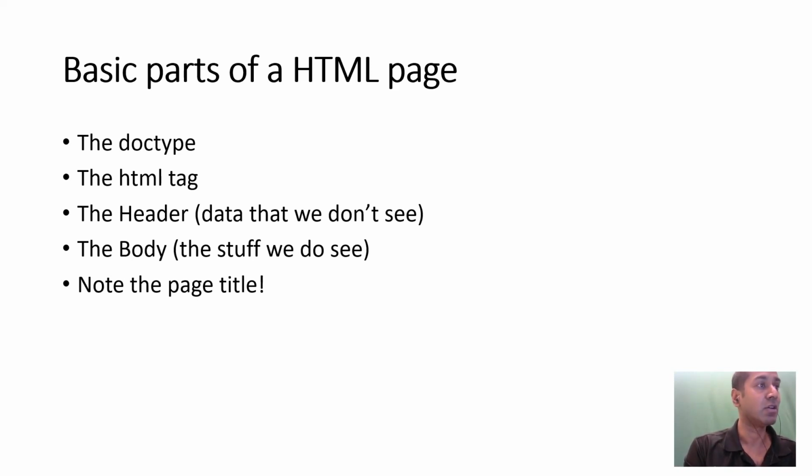The header tag, which specifies information about your actual page, but we don't see that information. The body is basically the markup for the stuff that we do see, that is displayed by your browser. And the title, which is shown in the tab of your browser. We'll delve into those right now.